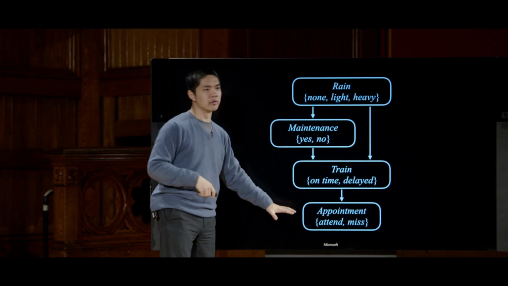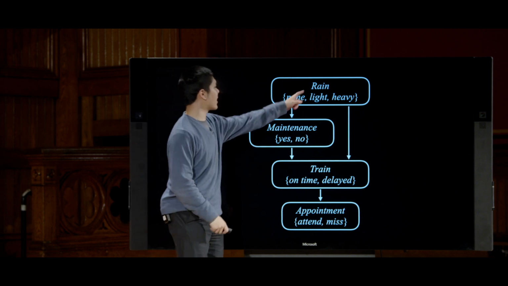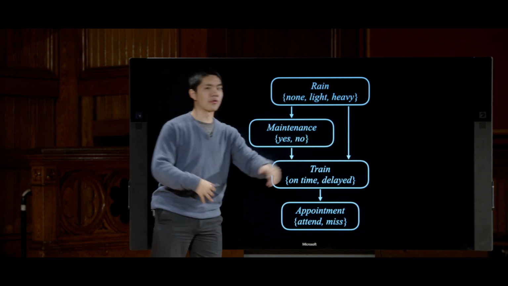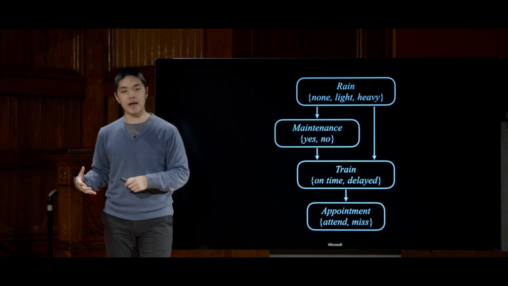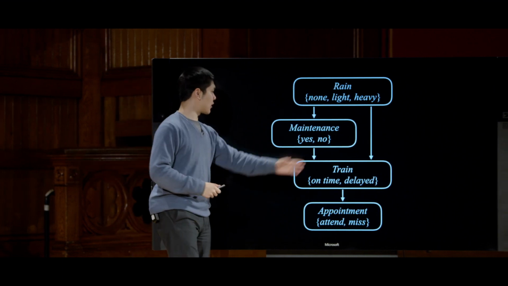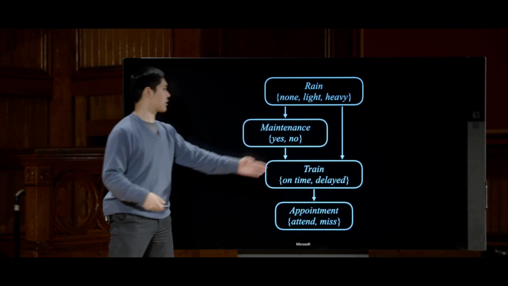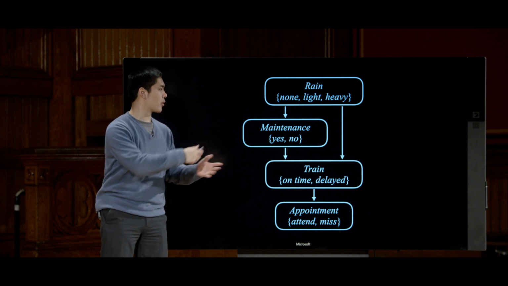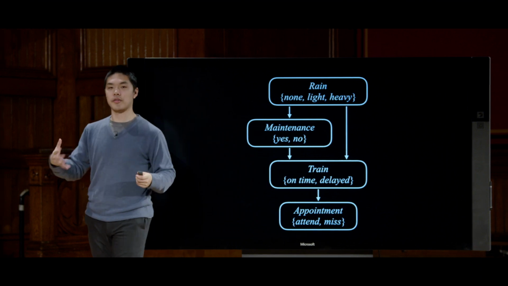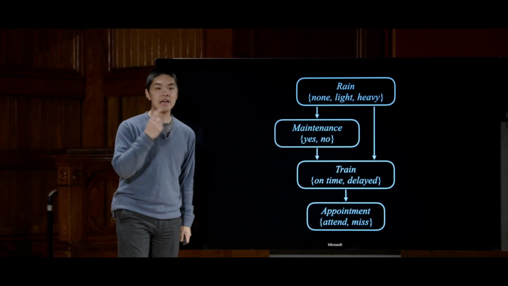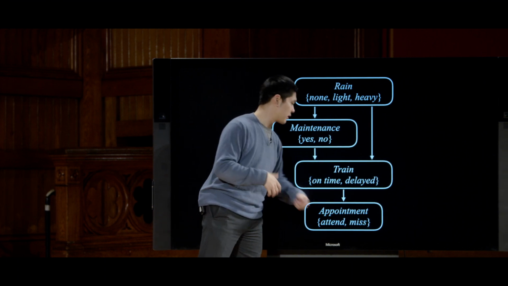Here I have 4 nodes representing 4 random variables that I would like to keep track of. I have one random variable called rain that can take on 3 possible values in its domain, either none or light or heavy, for no rain, light rain, or heavy rain. I have a variable called maintenance for whether or not there is maintenance on the train track, which has 2 possible values, just either yes or no. Either there is maintenance or there's no maintenance happening on the track. Then I have a random variable for the train, indicating whether or not the train was on time or not. That random variable has 2 possible values in its domain. The train is either on time or the train is delayed.